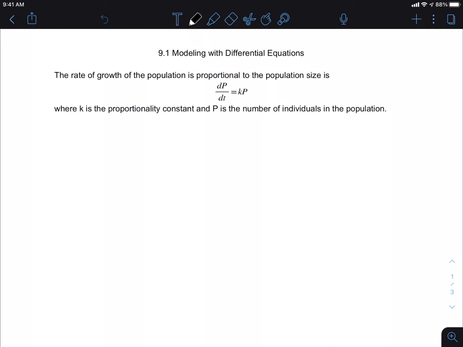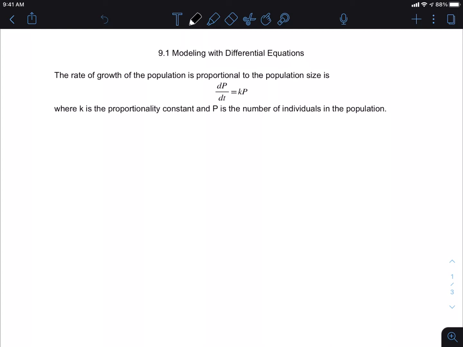9.1 is modeling with differential equations. And really all a differential equation is, it's basically having a derivative with unknowns and then trying to see if we can find what the function is. Sometimes it's easier than other times. Just remember, a differential equation is the derivative with unknowns.